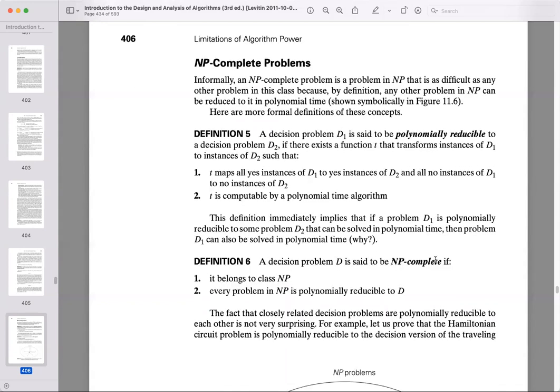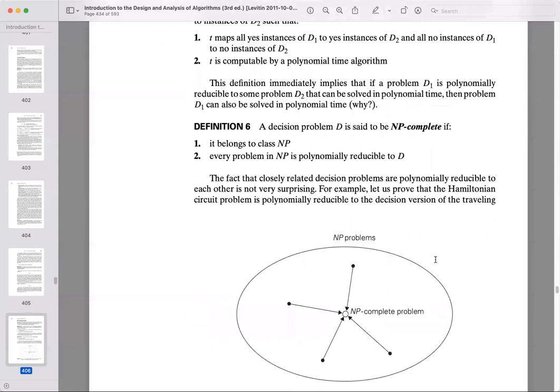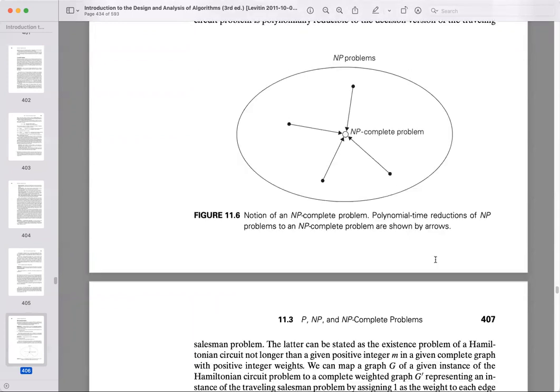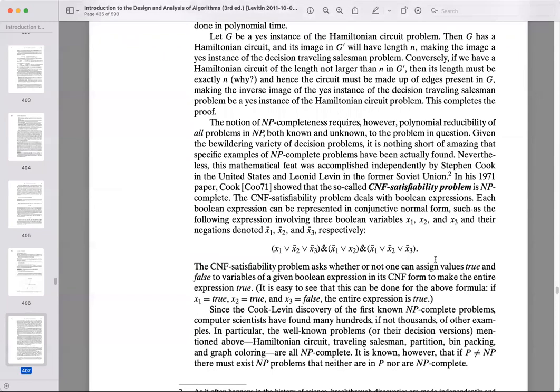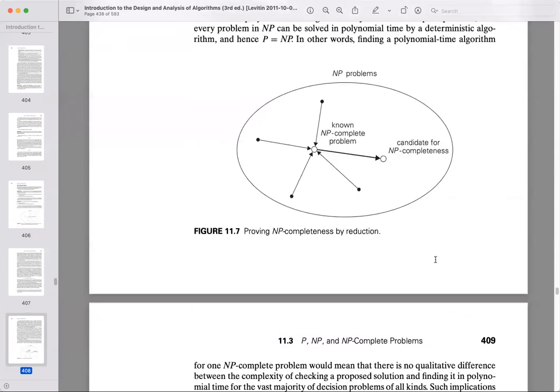Then a decision problem is said to be NP complete if, first off, it belongs to the class NP, and every problem in NP is polynomially reducible to the D that we're trying to say is NP complete. They give an example here of how we can map the Hamiltonian circuit problem and reduce it to the traveling salesman problem. I'll leave that for you to read, if you like.